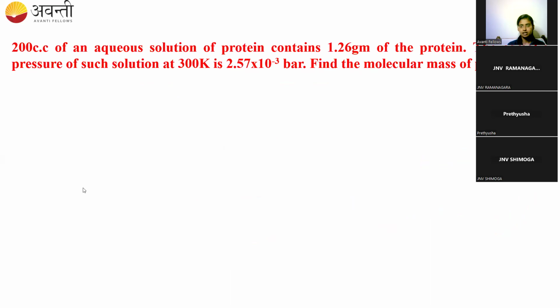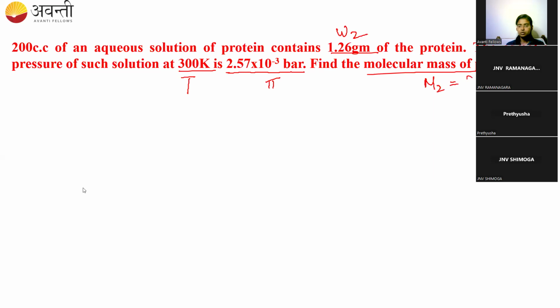Coming to the next numerical. It says that 200 cc, cc means cubic centimeter, of an aqueous solution of protein contains 1.26 gram of the protein. So the protein mass is given. The osmotic pressure of such solution at 300 Kelvin is 2.57 into 10 power minus 3 bar. Find the molecular mass of the protein.